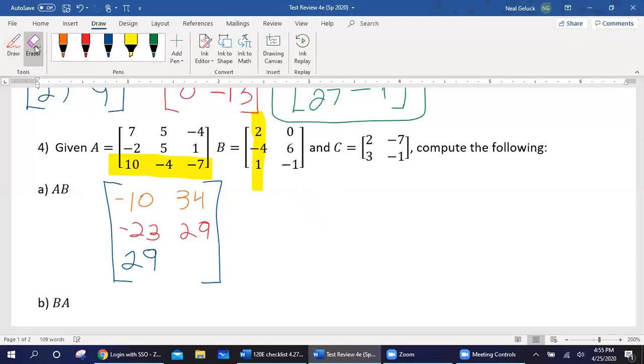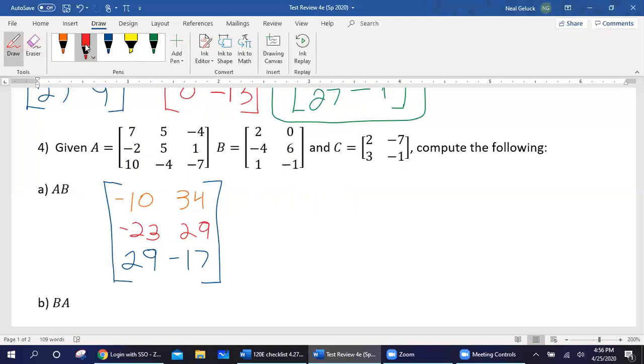And for the last entry, 10 times 0, -4 times 6, -7 times -1. Put those together, and I get -17. So it's a slow process. You won't have a lot of those to do on the test. Just take your time, double check your numbers. It's very easy to get lost in the numbers.